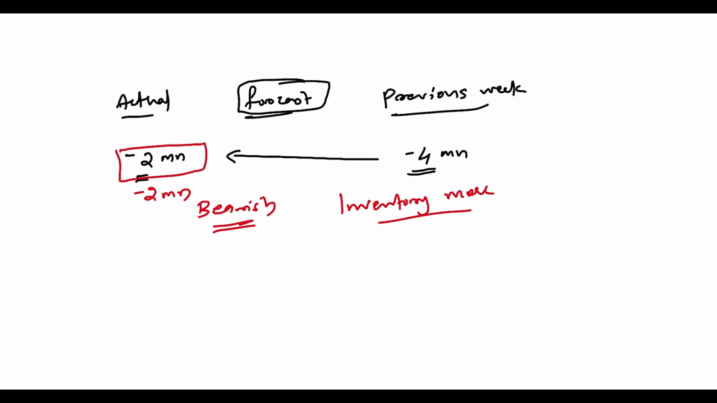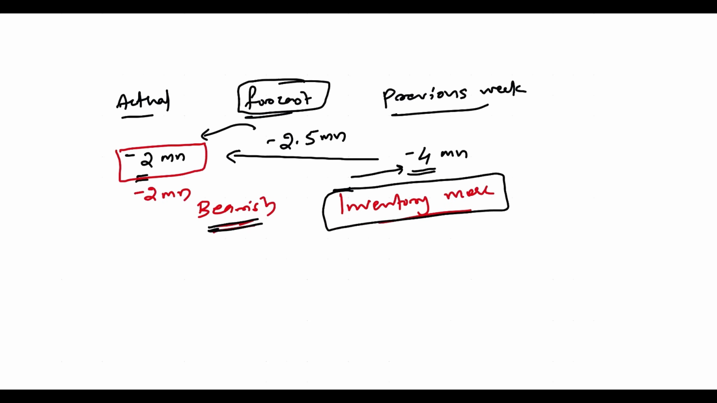Or even in forecast, let's say it was forecast like minus 2.5 million and you got minus 2 million. So it is again lesser than the forecast also. That is indicating it is bearish. So simply if inventory is more than previous or inventory is more than the forecast, what is the sign?